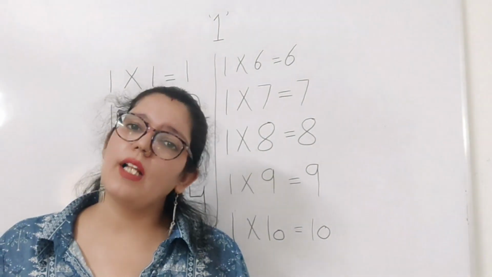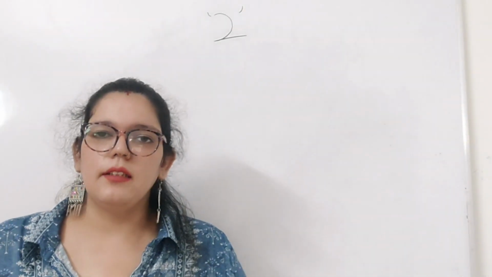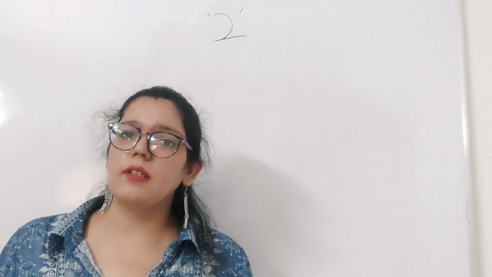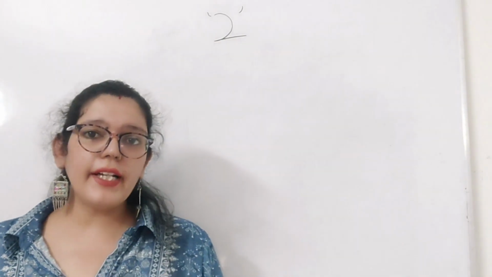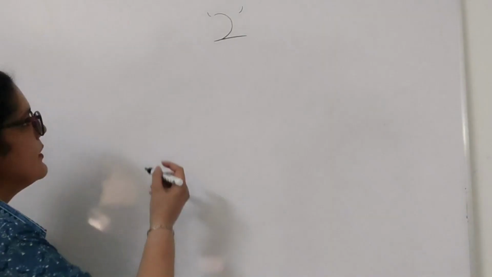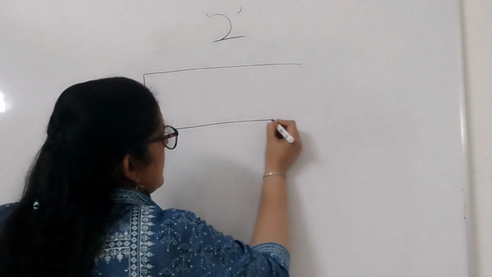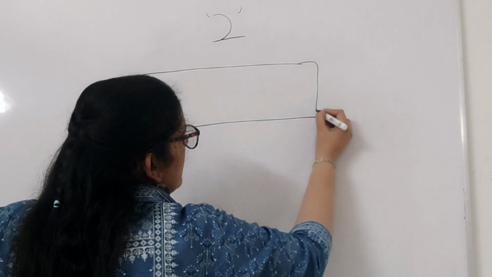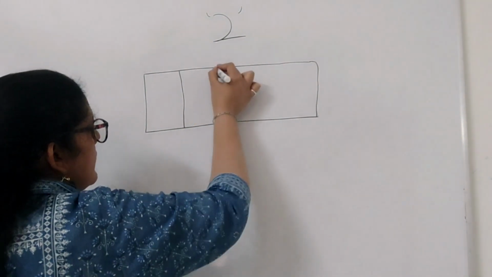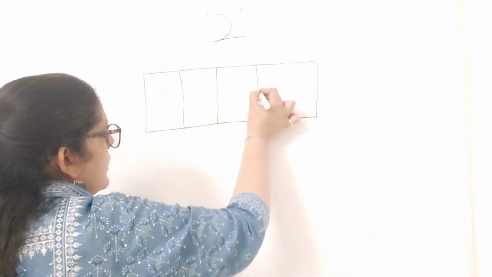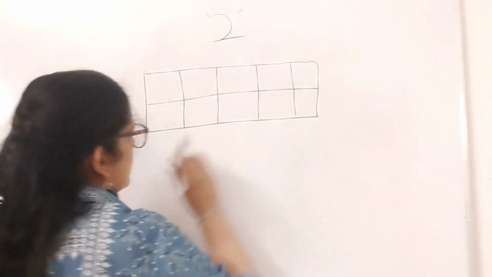Now we will have a look at 2 times table, that is if we multiply some number with 2. So for making a 2 times table, the trick is, first we will draw 2 rows with 5 columns each. 1, 2, 3, 4 and 5, and these are the 2 rows.